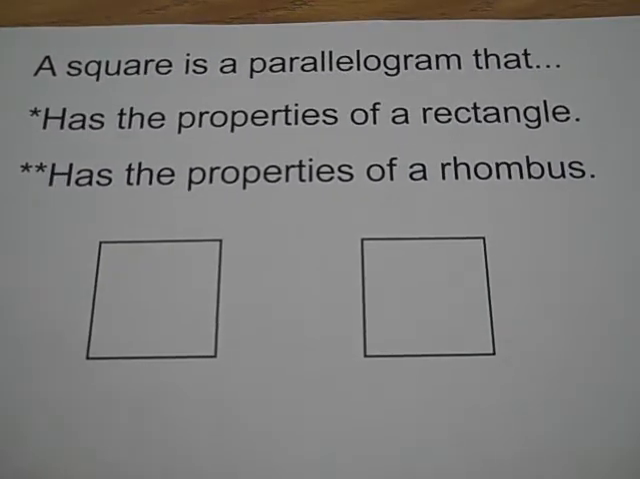A square is just a parallelogram that has all the properties of a rectangle and all the properties of a rhombus. It also has all the properties of a parallelogram.